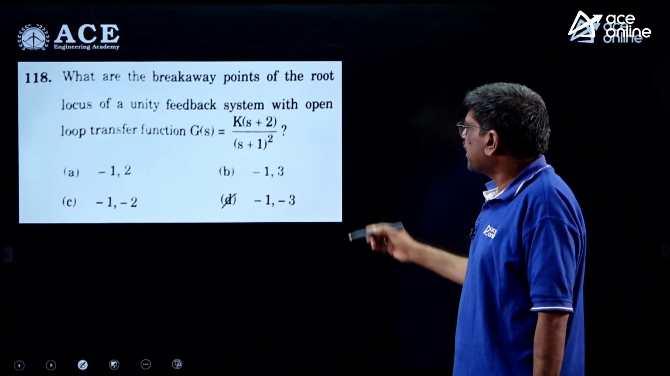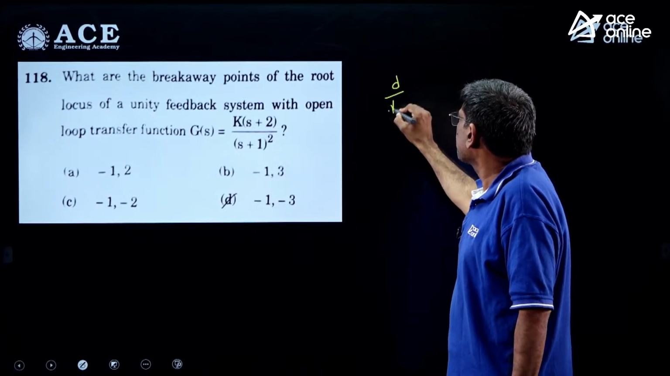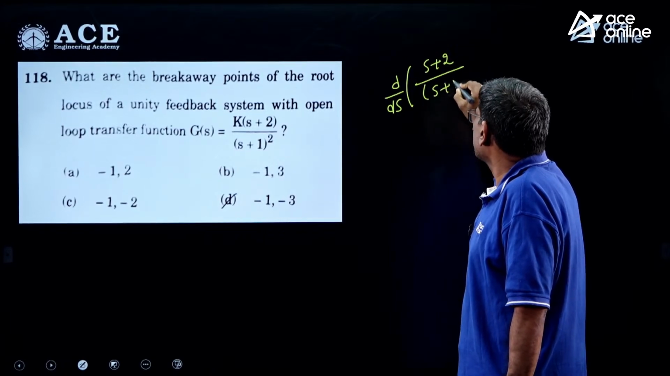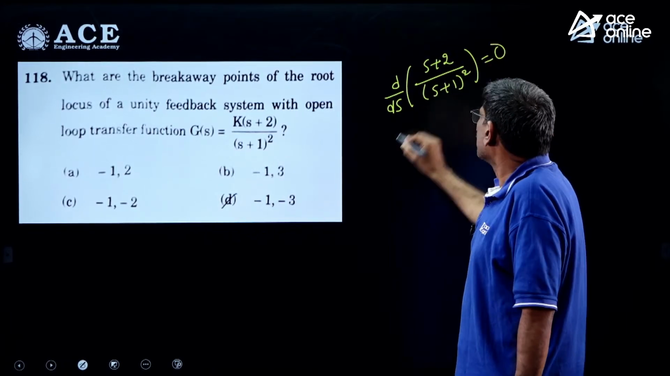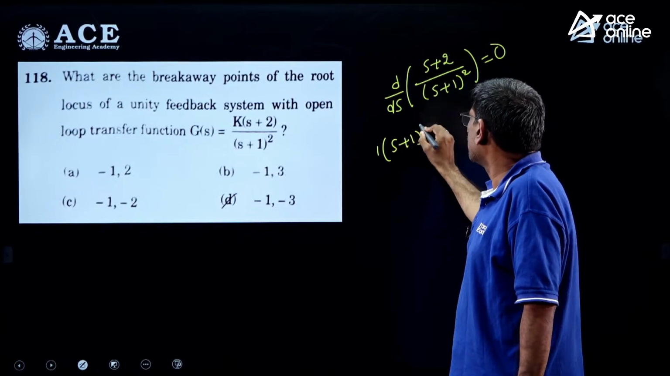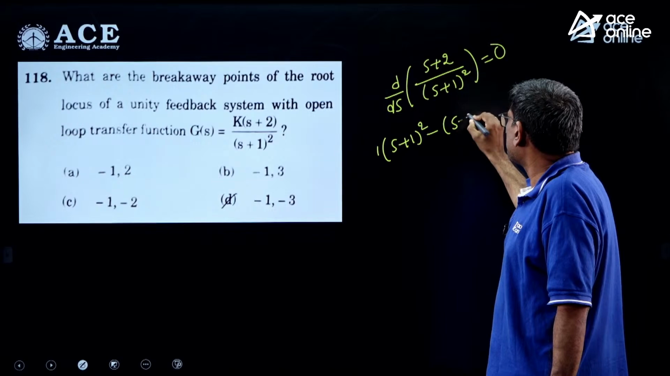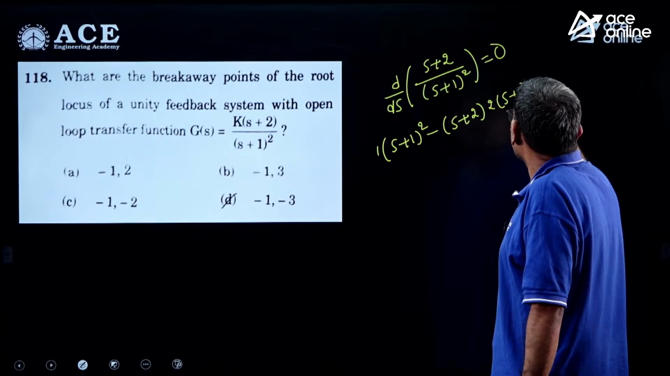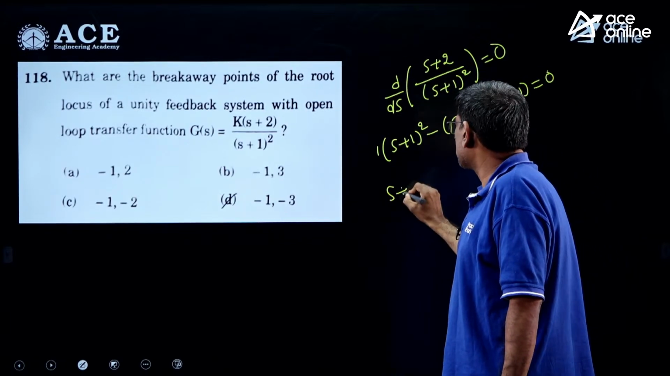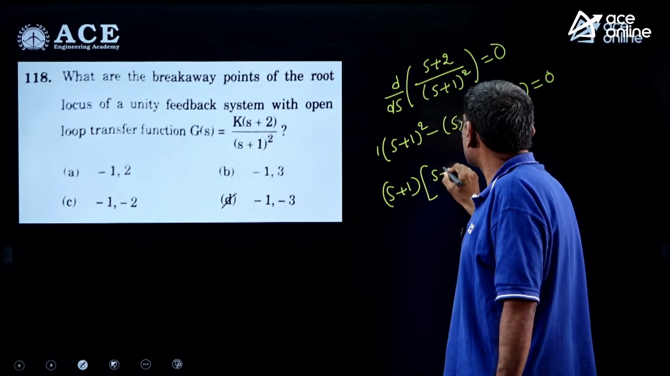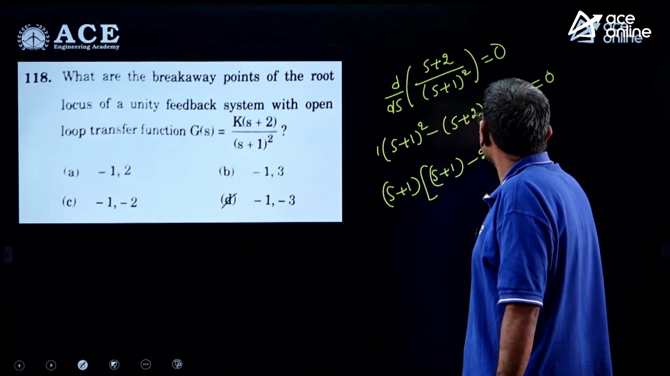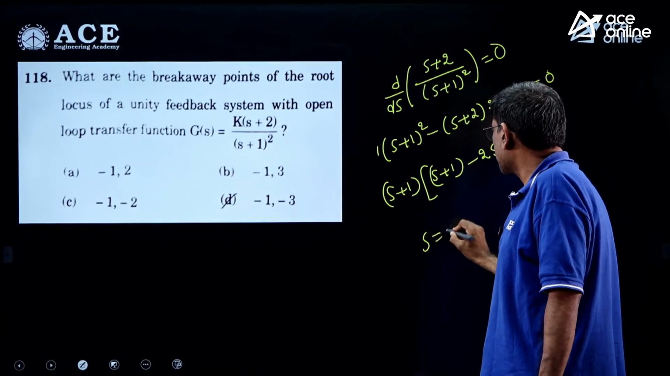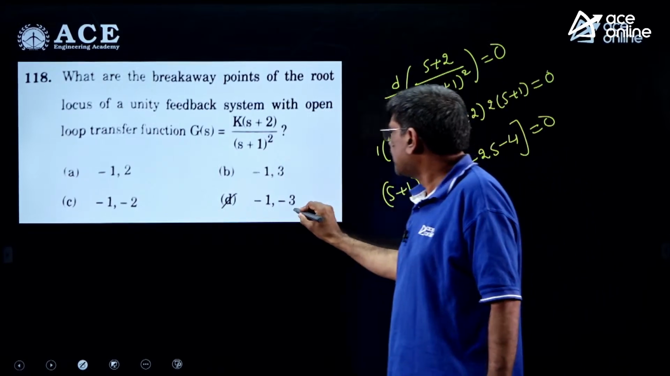Next, the breakpoints they asked. Simply d by ds of the given system, that is (s plus 2) divided by (s plus 1) whole square equal to 0. u dash means 1 into (s plus 1) whole square minus u, that is (s plus 2), into v dash, that is 2 into (s plus 1), equal to 0. You take (s plus 1) common, then you will get (s plus 1) minus 2s minus 4 equal to 0. You solve it, you will get s equal to minus 1, minus 3. Answer D is correct.